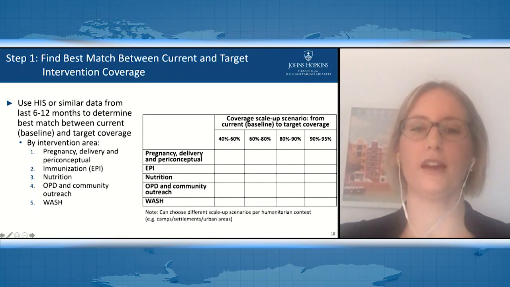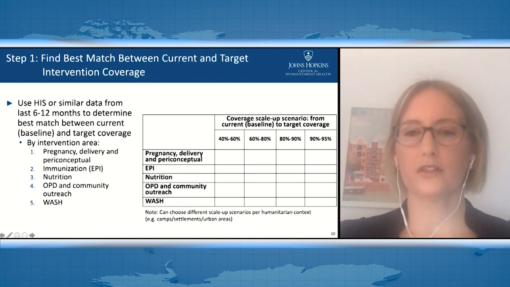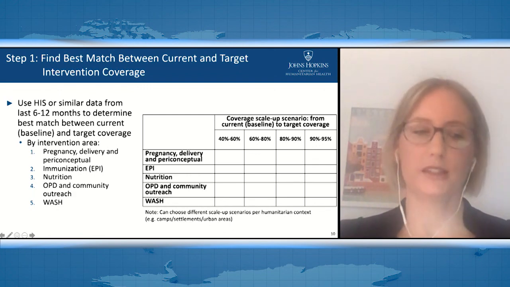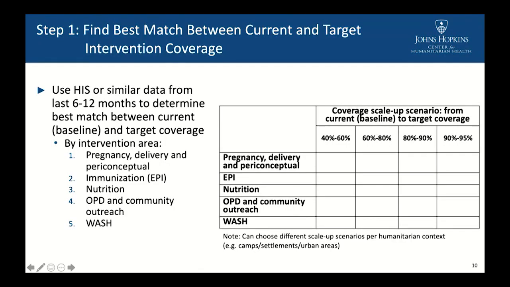So for example, if you say, my starting coverage is 40%, then you fall in the 40 to 60% coverage scale-up scenario. That means you're going to try to scale up all of your interventions from currently around 40% to a target of 60%. As you can see from the table, you can choose a different coverage scale-up scenario for each of the intervention areas. So maybe for pregnancy, delivery, and periconceptual, you choose the 40 to 60% scenario, but for EPI, for immunization, you choose the 90 to 95% scenario, and so on.